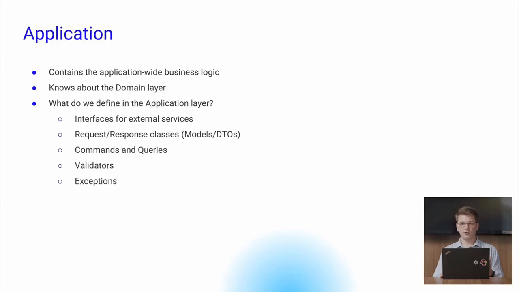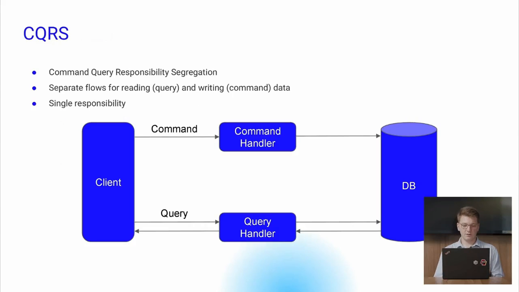I mentioned commands and queries a moment ago, and this comes from the very popular CQRS pattern. CQRS stands for Command Query Responsibility Segregation, and the main idea behind this pattern is that we have separate flows in our application for reading and for writing data. Here on this image, we can see that the client sends a command, which is then processed by the respective command handler, and it performs some operation on the database. And then a separate flow is sending a query, which is processed by a query handler, and then we can see that it returns some data from the database.